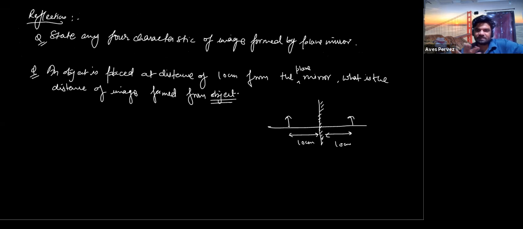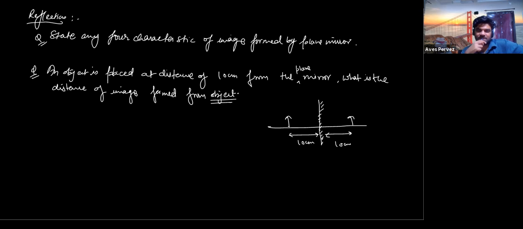So "state four characteristics of the plane mirror" is a question that will be arising. You can say that the image formed is the same size. Second, the image formed is at the same distance as the object, laterally inverted, virtual and erect. And you can say that a plane mirror always forms the full image of an object. So these are the characteristics of the plane mirror.